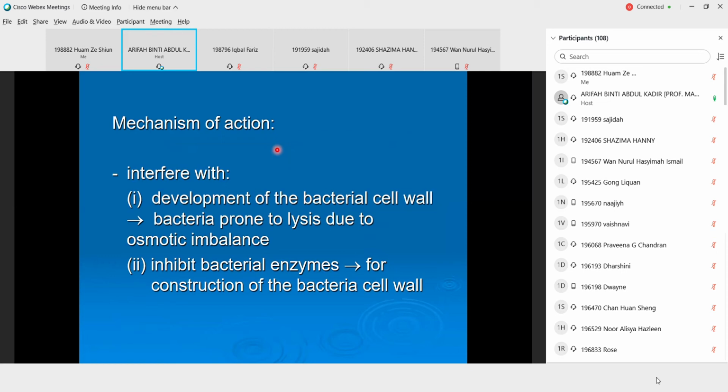So the drugs interfere with the development of the bacterial cell wall. Please remember, beta-lactams will affect the bacterial cell wall, causing the bacteria to be prone to lysis, which has been degraded. So it becomes lysed due to the osmotic imbalance. Water will just draw out from the bacteria.